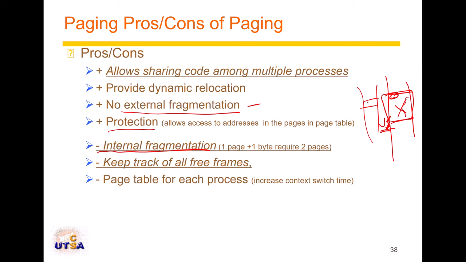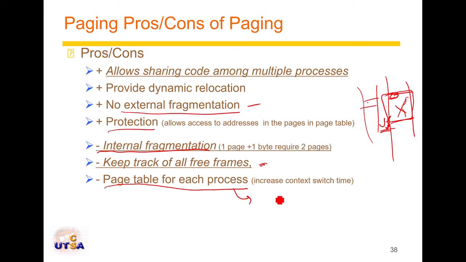And we also need to have some control information behind the scene to figure out where the free frames are and things like this, right? So the operating system needs to have some data structures to maintain free frames and be able to allocate them as they need it. And for each process, that's also a disadvantage, we need to allocate memory for a page table.